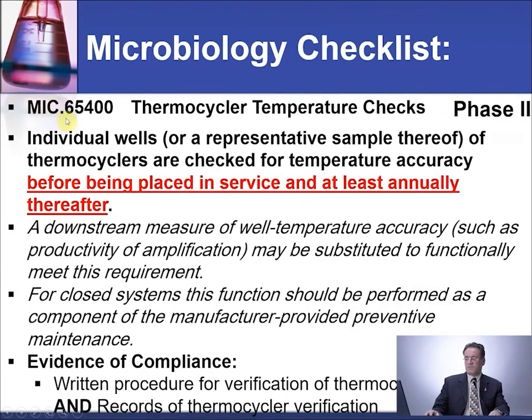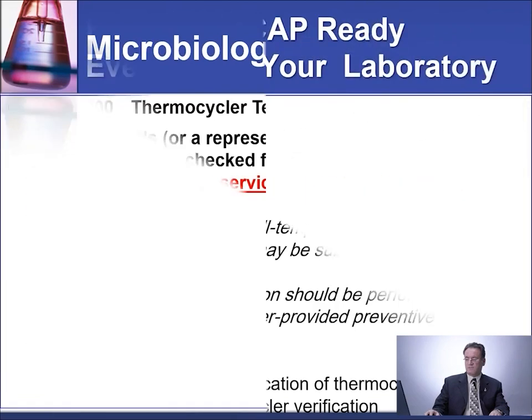For MICRO.65400, thermocycler thermometer checklist, if you have one, the individual wells, or a representative sample thereafter, of the thermocycler are checked for temperature accuracy before being placed in service, and at least annually after that, and you need to keep a record of that.